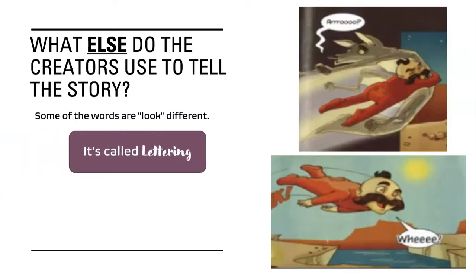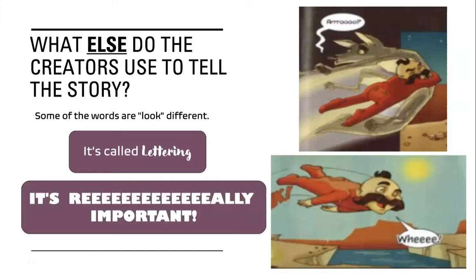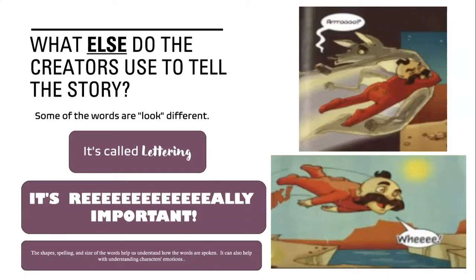It's called lettering. Okay? And when the creators choose to change the way words and letters look, we refer to it as lettering. It's really important. The shape, spelling, and size of the words help us understand how the words are spoken. It can also help with understanding characters' emotions too.